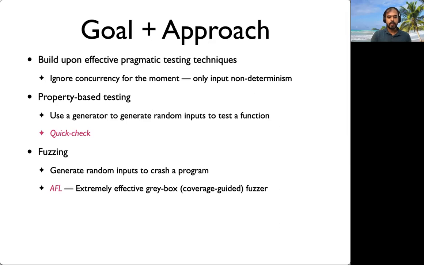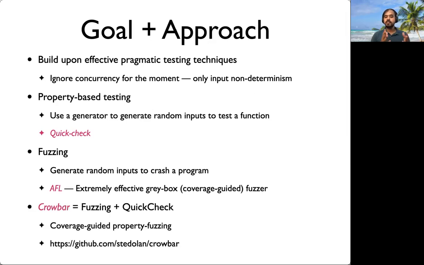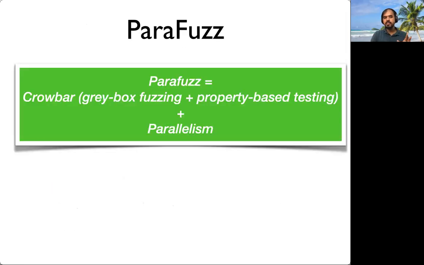Right? And there is this tool called Crowbar for OCaml, which combines fuzzing with QuickCheck to do what is known as coverage guided property fuzzing. This has been very successful and has been applied to many OPAM packages and has found a number of bugs, right? So building upon these techniques, what is Parafuzz?